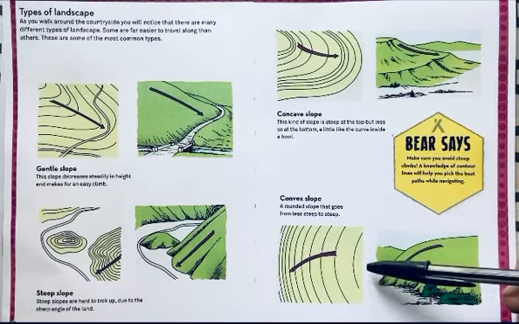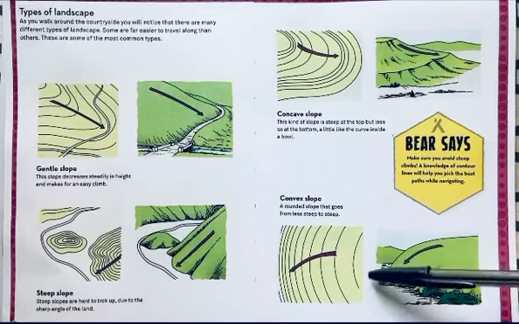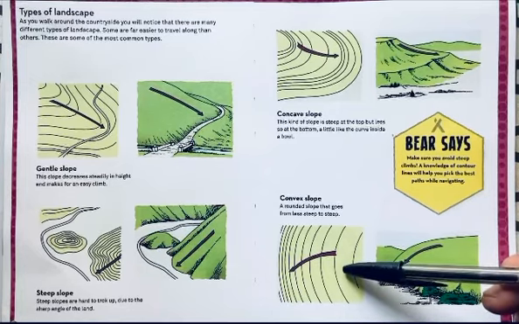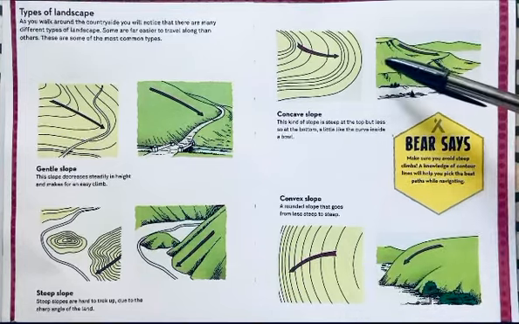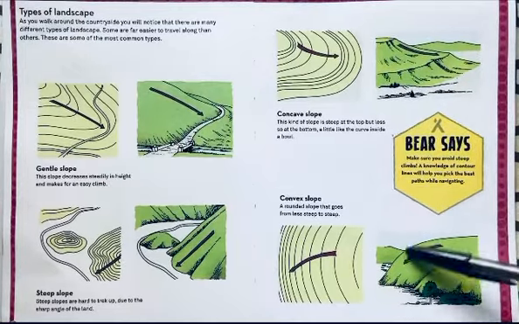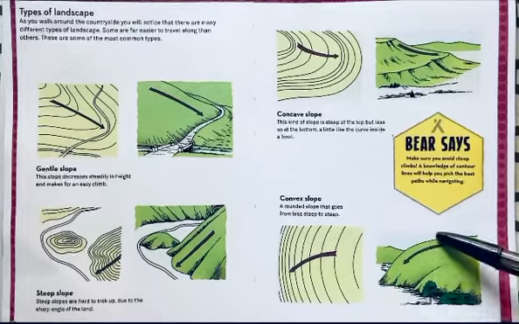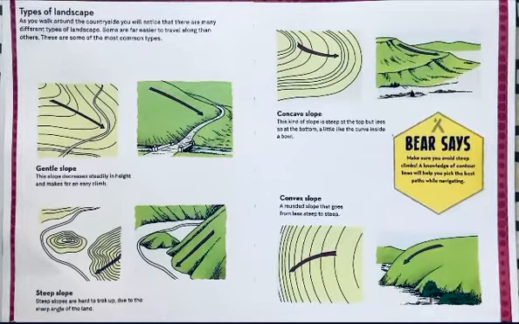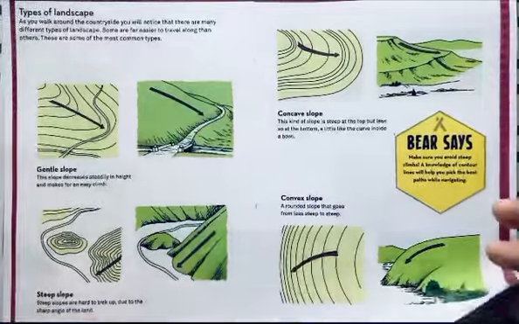Now, just by looking above, we're not able to tell if the slope is concave or convex just by looking at a map. We would have to look in the actual area. Next page.